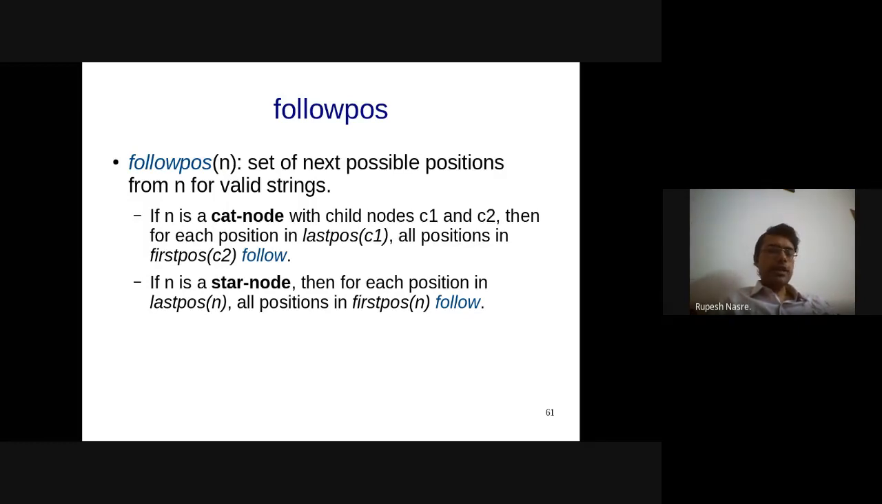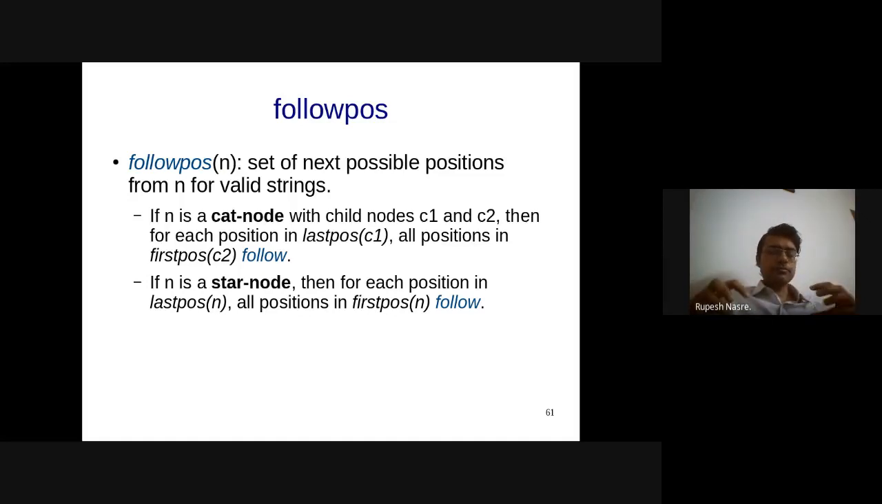So the followpos, we said, is the set of positions for the next character, right? For the other nodes it's going to be relatively easy, but if it is a cat node, which is a concatenation node, C1 dot C2, then for each position in C1's subtree, that is all the strings represented by C1, all the positions in the firstpos of C2 follow. Right? So that is what we will say.